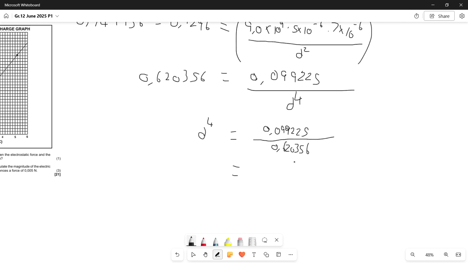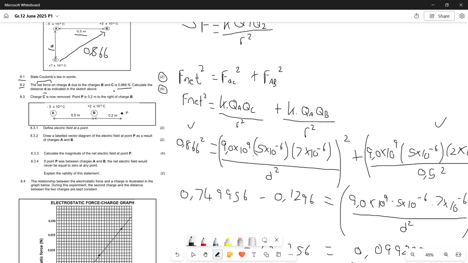So we can just go ahead, simplify this in our calculator, and the answer that we have here is 0,1599 and that equals d to the power of 4, which means our last move is taking the 4th root of both of these on our calculator, and our final answer for d is 0,63 meters. So that just earned us 5 marks over there.